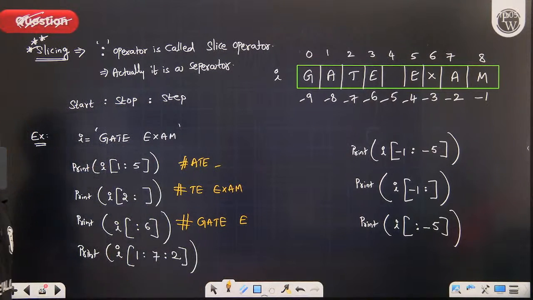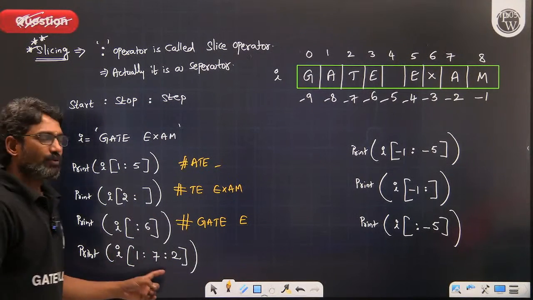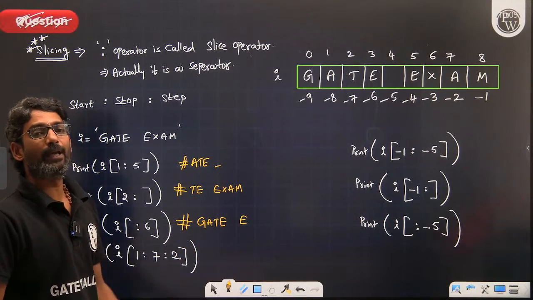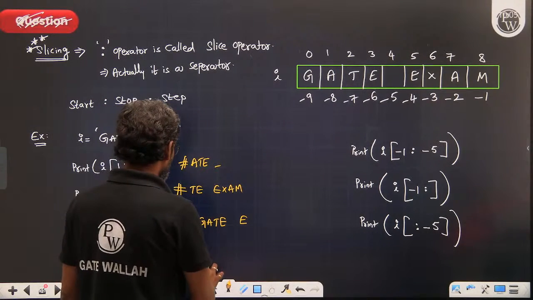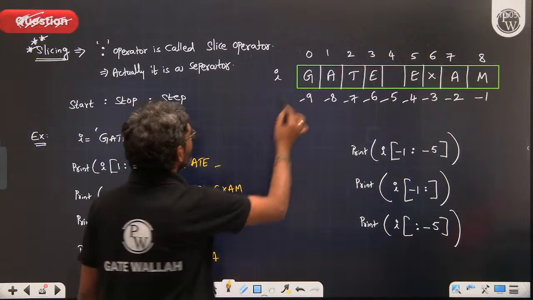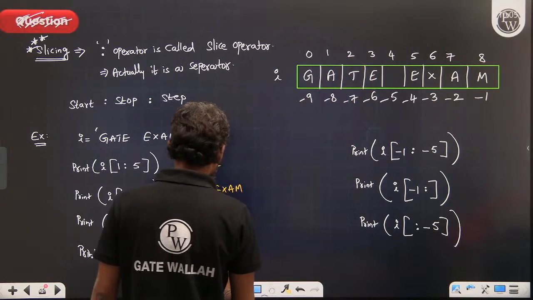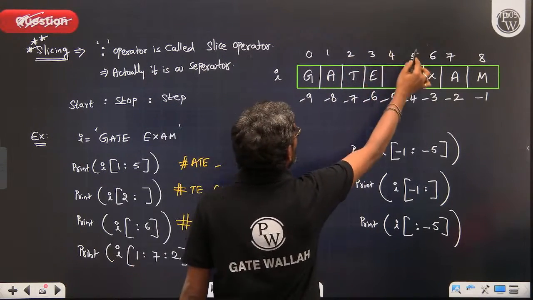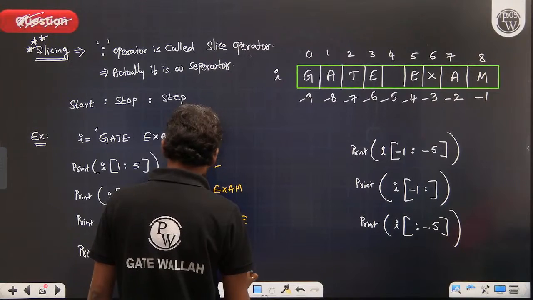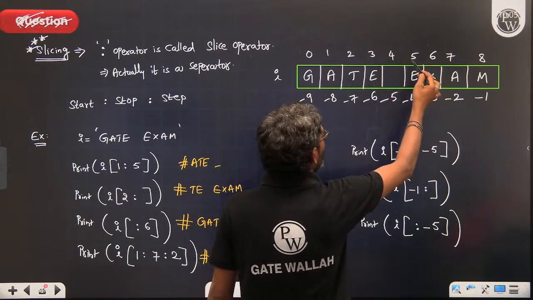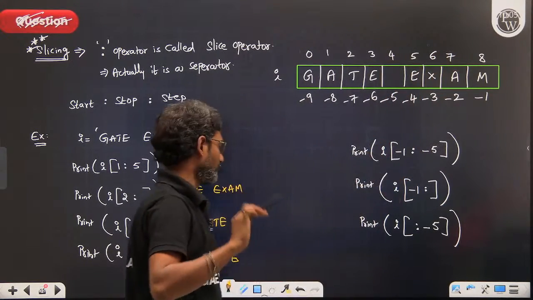Print I of 1 up to 7, every time the step should be 2. So it would be A, E, E. Up to 7 means after this it goes to 7, so it stops.